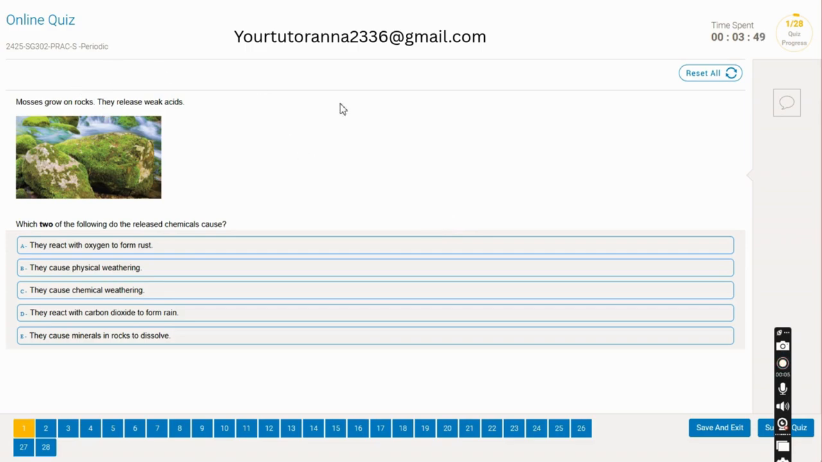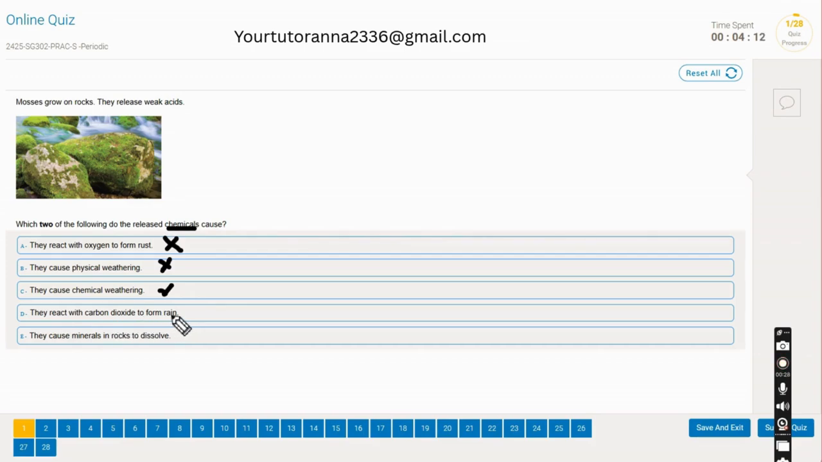So let's start. Here they're asking which of the two following do the released chemicals cause? They react with oxygen to form rust? No. The hint about rust is that it forms an orange reddish color. They cause physical weathering? Nope, because that won't produce a chemical. They cause chemical weathering? Yes, you get a hint from here: chemicals.